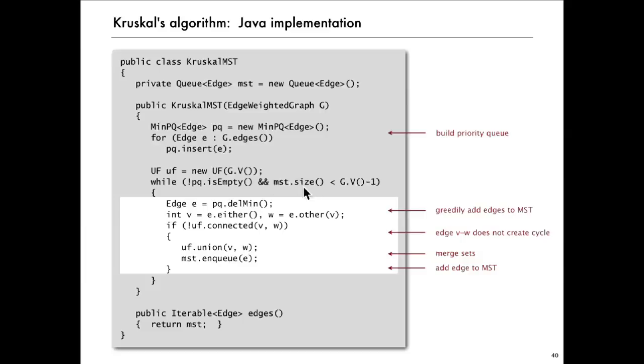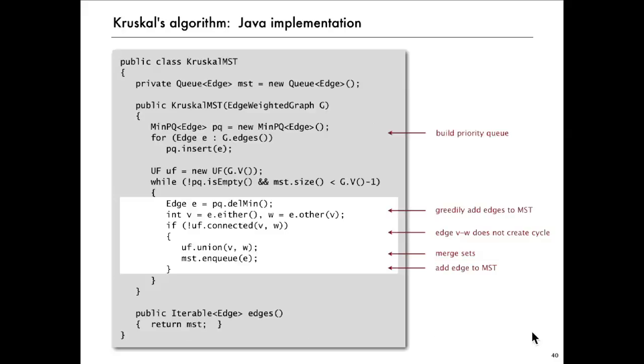As long as neither one of those is true, then we've got an edge in the priority queue, and we want to take the smallest one. We want to get its vertices, V and W, using either and other. And then we want to check using the union find algorithm if they're connected. If they're connected, we don't want to do anything. If they're not connected, then we want to merge them and put that edge onto the MST. That's it. And then that's the full implementation. And then we have the edges method for the client to return the MST.